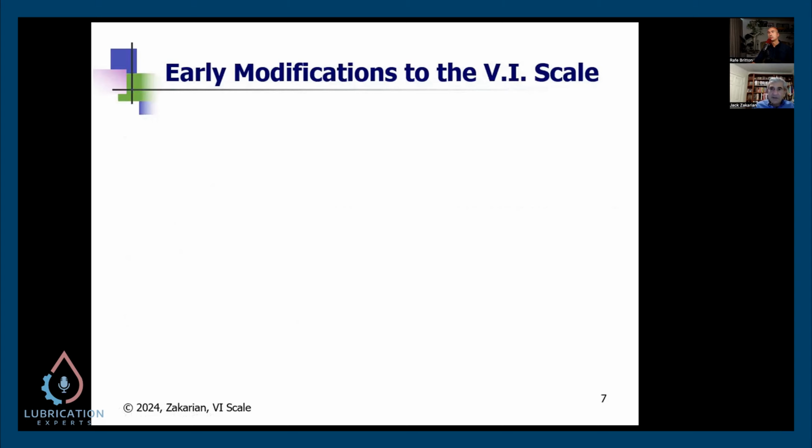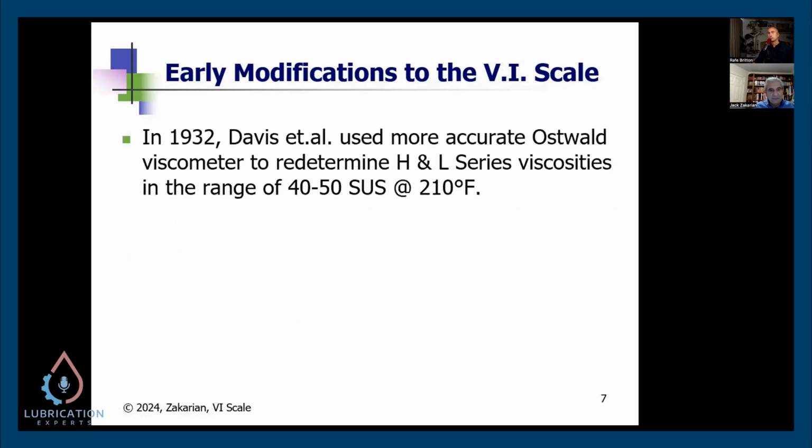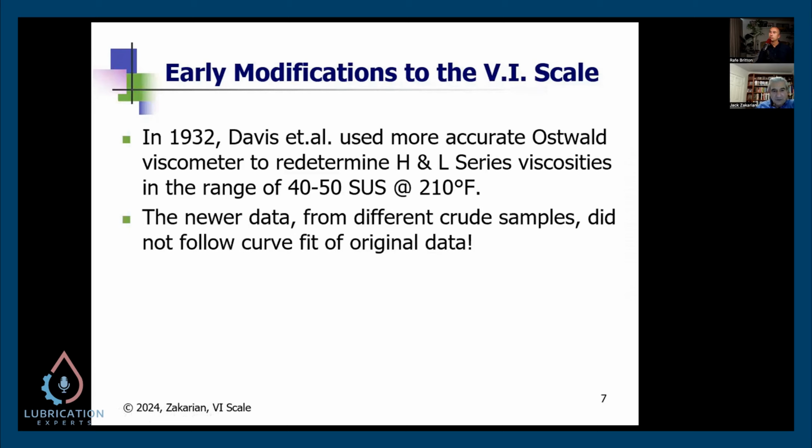So right away, people noticed that VI needed to be modified to account for some of these things I've already mentioned. One of the first things that happened was there were more accurate viscometers, and so they remeasured H and L series viscosities for lower vis ranges. They also found that they didn't have the original crude samples left in their laboratories.